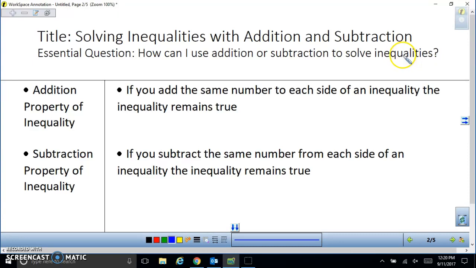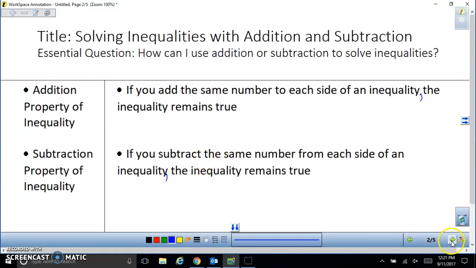The only way that we can make this happen is with two properties. The first property is the addition property of inequality, and the second one is the subtraction property of inequality. And again, it's kind of like equations, where what you do to one side you have to do to the other. So if you add the same number to each side of an inequality, the inequality remains true. Sorry, there's supposed to be a comma there. And if you subtract the same number from each side of an inequality, the inequality remains true.